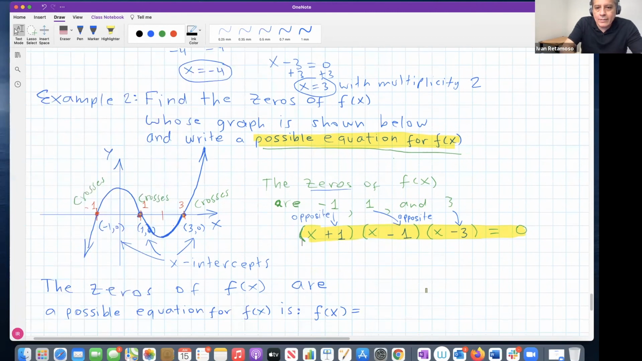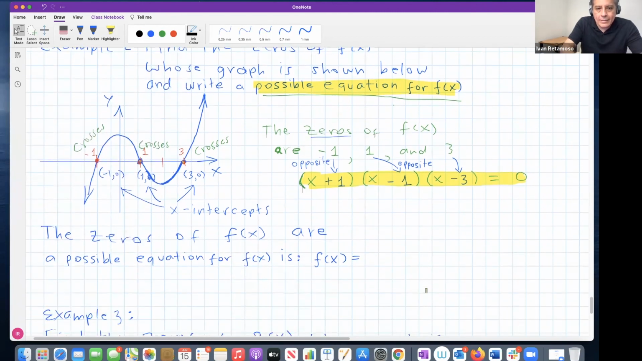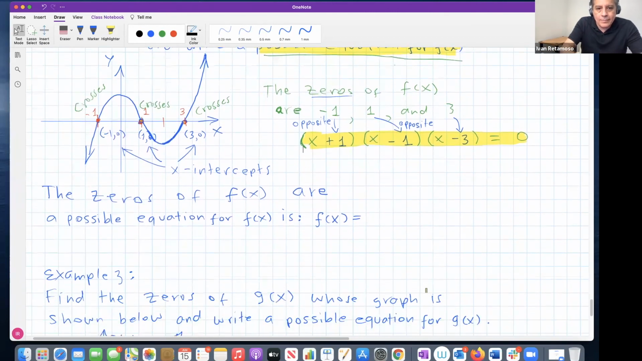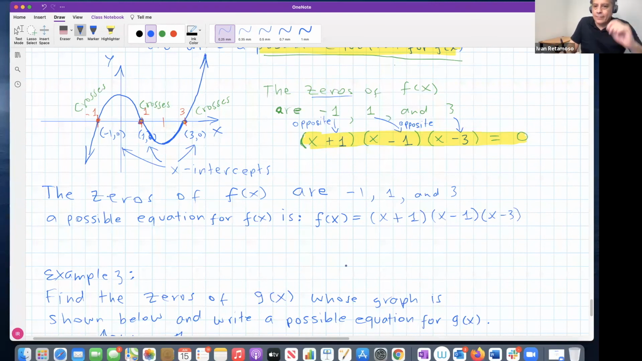Okay, I have another one here, and this is going to help you in your homework, guys. Try to follow, right? The zeros and a possible equation of f of x. We did it here. Let's copy here: the zeros are -1, 1, and 3. And the possible equation is this: x plus 1 times x minus 1 times x minus 3. That's a possible definition for the function f of x.